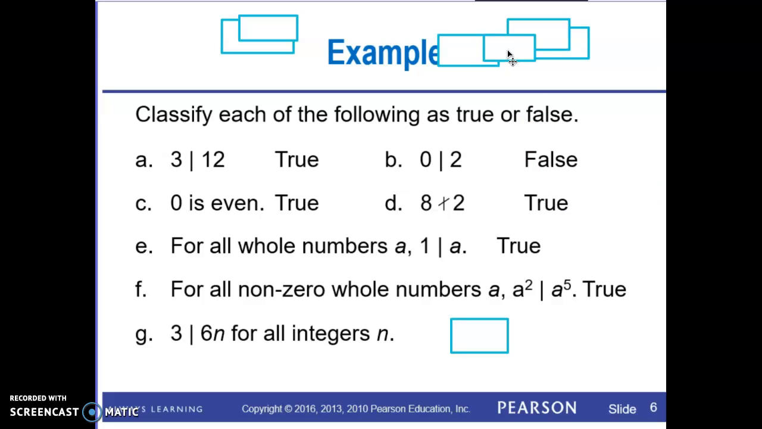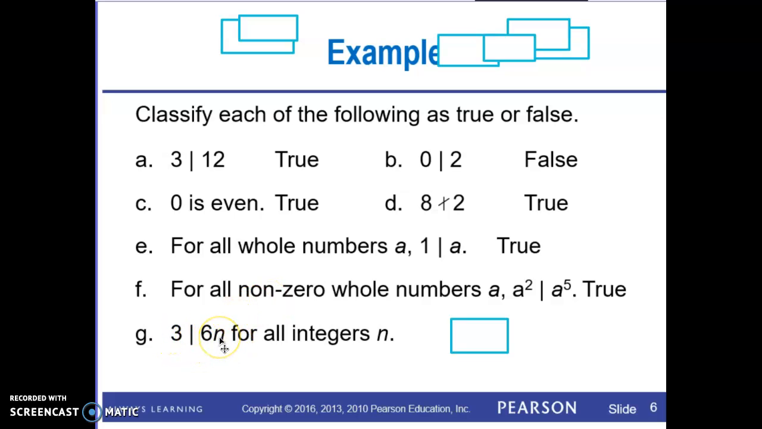Remember the one we had in the last puzzle? 0 was not thrown out. 0 was still part of the question, and so therefore we had to say false. But in this case, because they have specifically said non-zero, we can say that this is true. All right, how about this one?